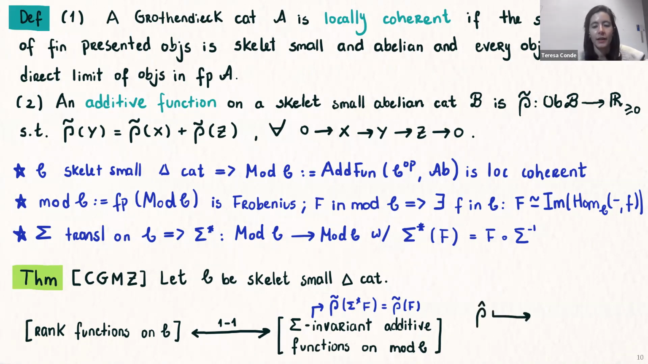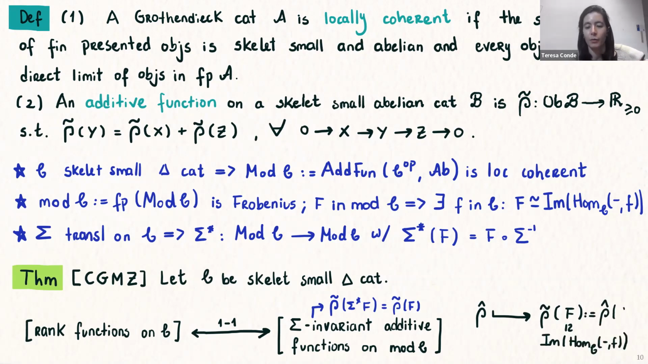And the way these two classes of functions are connected to each other is not very complicated. So if we pick a rank function, let's call it rho hat, a rank function on C, let's think of it as a rank function on the morphisms of C, then we can simply define rho tilde of F as rho hat of small f, where f is one of these morphisms representing the functor big F, as explained before.